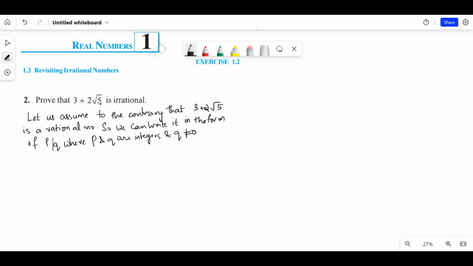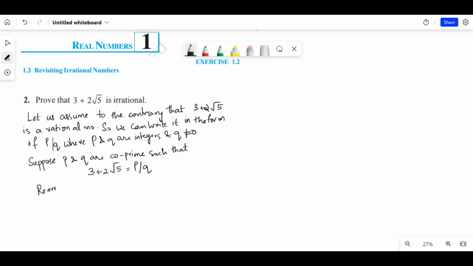Suppose P and Q are co-prime, that is, they have only one common factor, that is 1, such that 3 plus 2 root 5 is equal to P by Q. If P and Q have any other factors other than 1, then we can divide both P and Q with that common factor and make it co-prime. Okay. So now we can write 3 plus 2 root 5 is equal to P by Q.